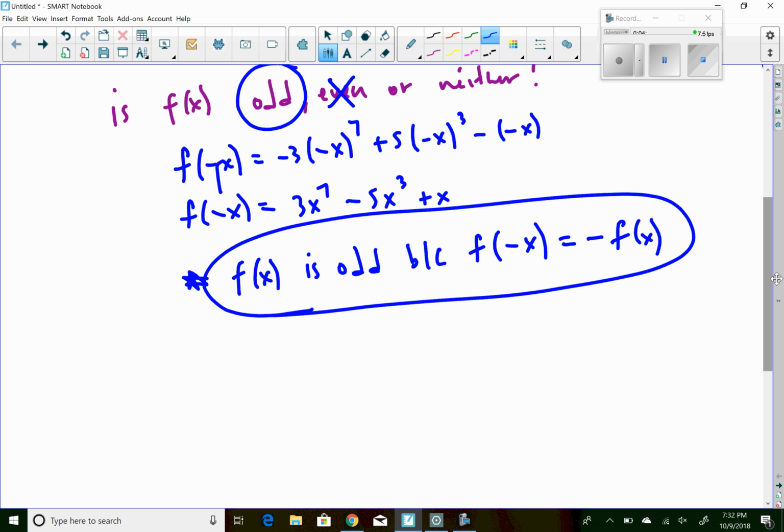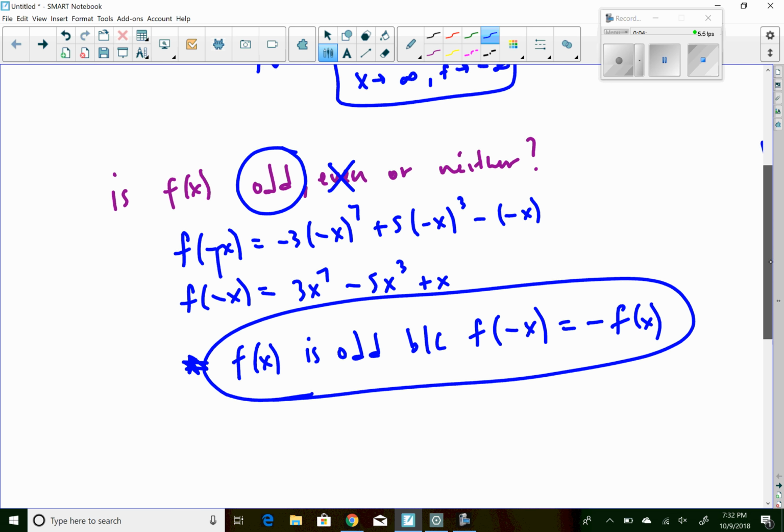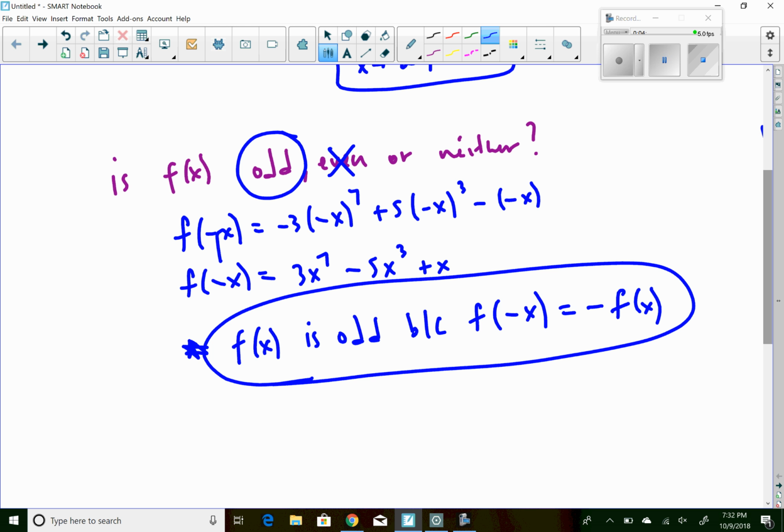So again, if you wanted to look at something to study for tomorrow, you should know the 4 different end behaviors from the lesson we did the other day, and Friday's lesson, determining if something is odd, even, or neither, algebraically, not just by the graph.